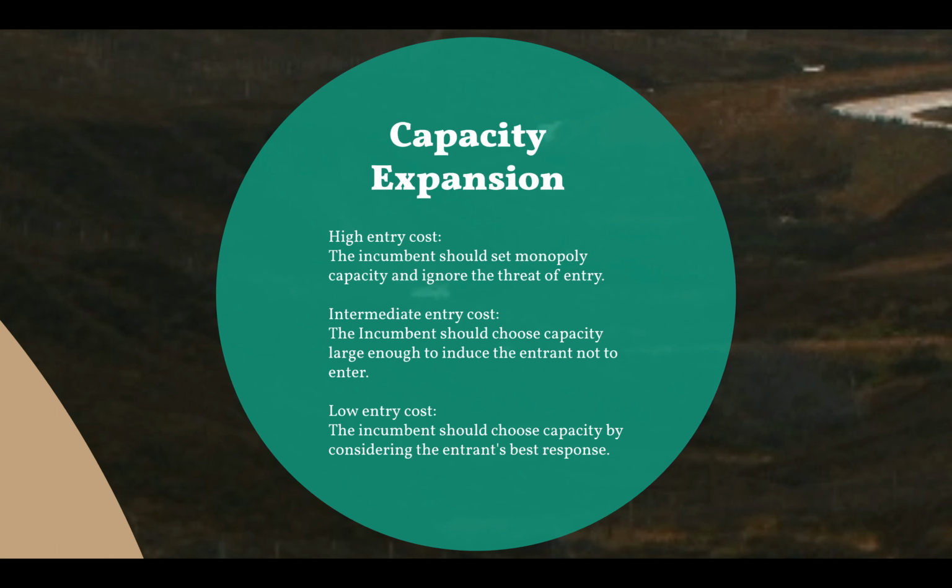If entry costs are very high, then the incumbent should set monopoly capacity and ignore the threat of entry. If entry costs are intermediate, then the incumbent should choose a capacity large enough to induce the entrant not to enter. Finally, if entry costs are very low, then the incumbent should choose a capacity taking into account the entrant's best response.